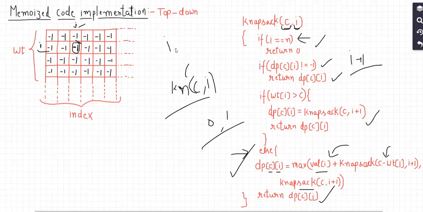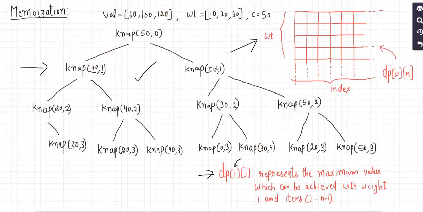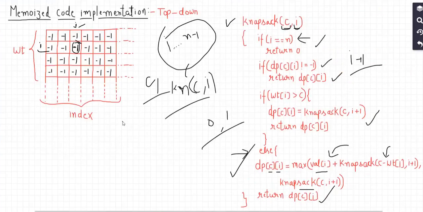So this represents that we are computing the value from I to N-1, and the remaining capacity of the knapsack is C. Fine. I hope you got the idea how this code is working. Now, how this has improved the time complexity, let's discuss that. You can see that here we have to call the function for unique pairs of C and I, namely C is capacity, I is the index.